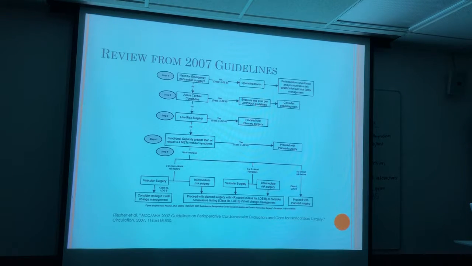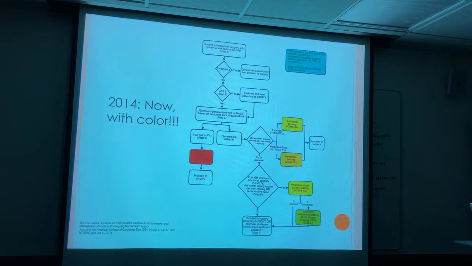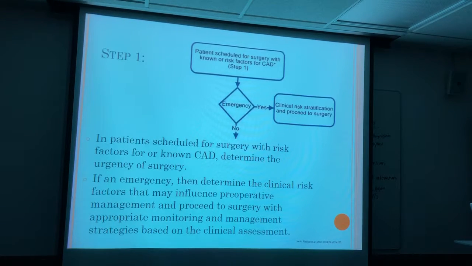So the old guidelines were from 2007, and now we have the newer guidelines from 2014. These are the most recent guidelines, and we'll go through them step by step. So step 1: a patient scheduled for surgery with a known risk factor for coronary artery disease. Is it an emergency or not?